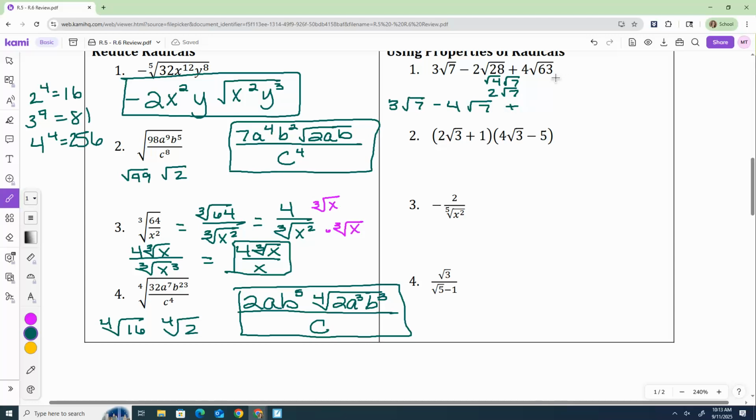Okay, 4 radical 63. What can we break 63 into? Square, minus 3 radical 7 times the 4 that was already there. 12 radical 7. So now we just combine the coefficients. So 3 minus 4 plus 12.